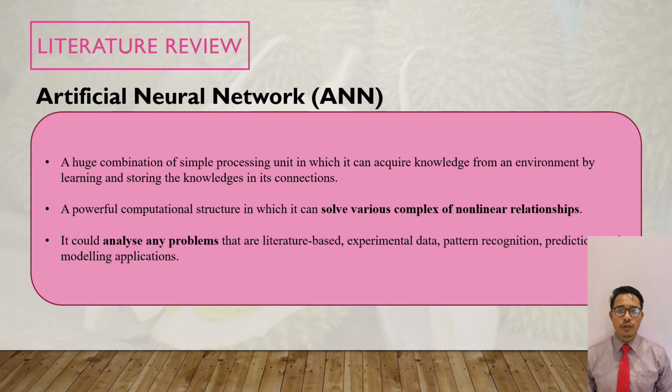The artificial neural network, or also known as ANN, is a huge combination of simple processing units in which it can acquire knowledge from an environment by learning and storing the knowledge in its connections. ANN is a powerful computational structure in which it can solve various complex nonlinear relationships. It also can analyze any problems that are literature-based, experimental data, pattern recognition, prediction, and modeling applications.